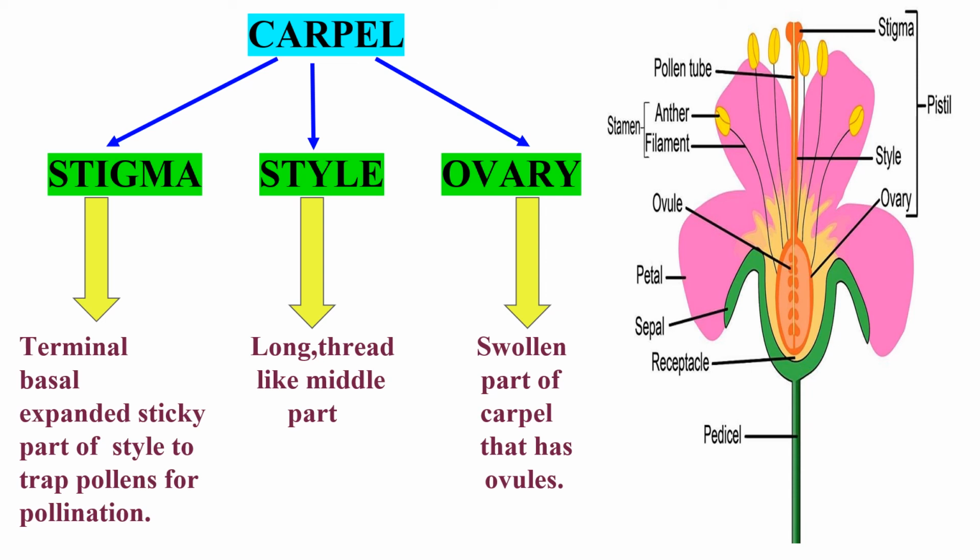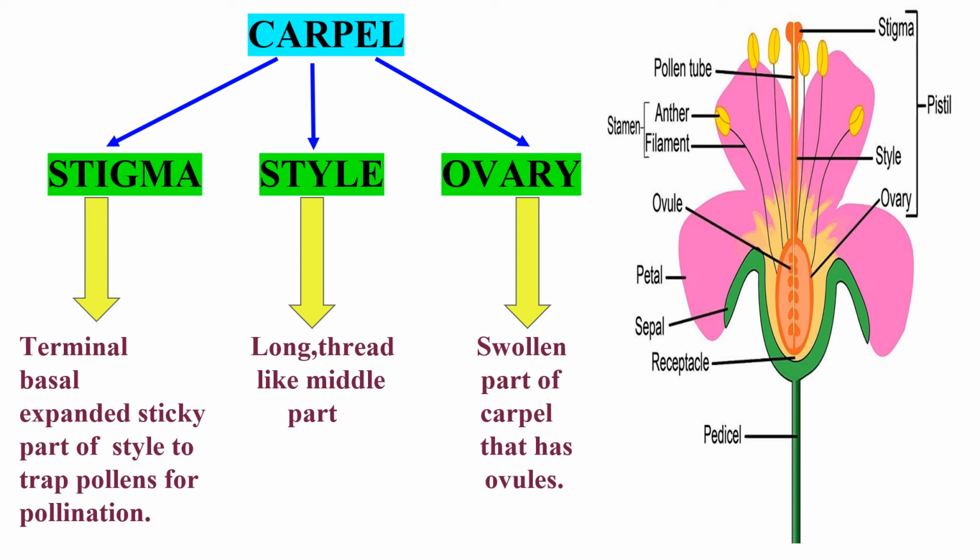Now, the terminal expanded part of style is called stigma. It is sticky to trap the pollen grains during pollination. Pollen grains from anther, when they fall on stigma, as it is sticky in nature, it does not allow pollen grains to escape from there, and then it moves through that pollen tube.